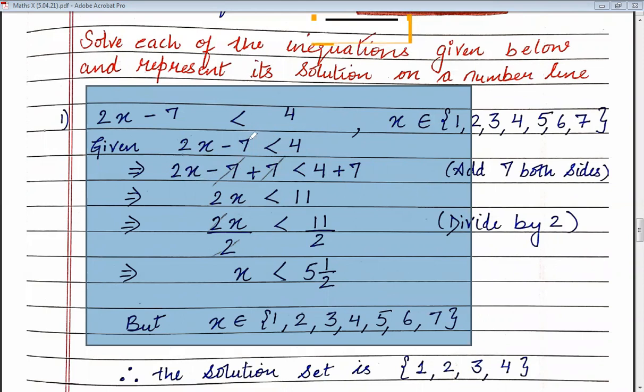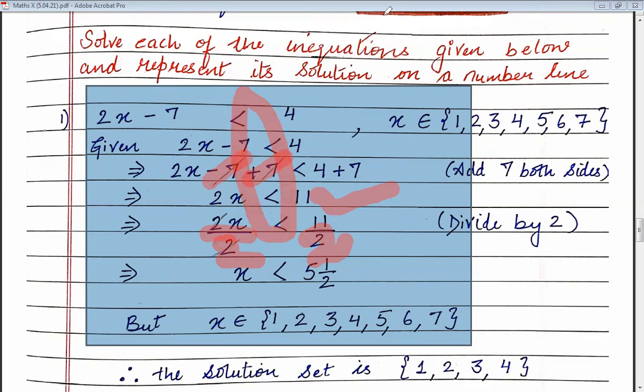Now when you add it, you know that minus 7 will cancel out with plus 7. So now you will be left with 2x less than 11. Okay. Now you have 2x less than 11. Now you have to divide by the positive number 2 on both the sides. So on the right hand side we have divided by 2, and even on the left hand side we have divided by 2. You can see that your inequality remains the same, that is less than.